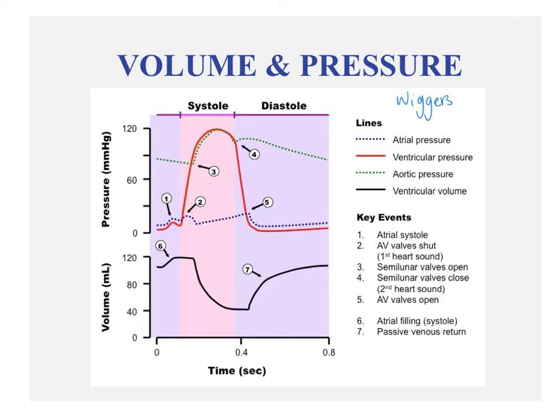Wigger's diagram shows the pressure and the volume of different chambers and vessels of the heart at various points in the cardiac cycle. So you can see that they've labelled in systole and they've labelled in diastole regions for you. So systole is pink, diastole is purple, and they've also given you some key events, so what's happening at each stage. Now we're going to take a few of these and go through them together so you can label it on your diagram, and then you guys are going to do the volume change one for me at the end.